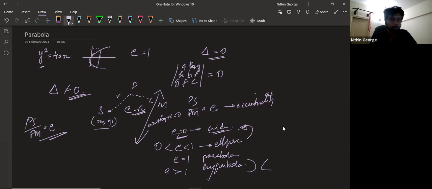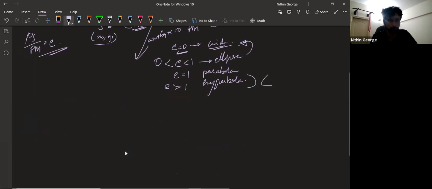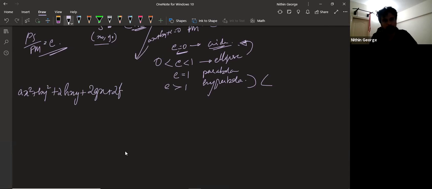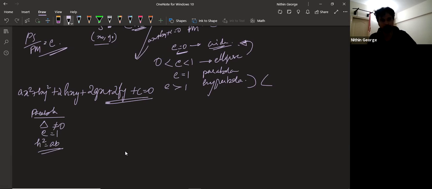Then the standard equation of a conic will look like this: ax square plus by square plus 2hxy plus 2gx plus 2fy plus c equal to 0. For a parabola, delta is not equal to 0, E is equal to 1, and h square equal to ab. For an ellipse, again delta not equal to 0, E is between 0 and 1, and h square is less than ab.